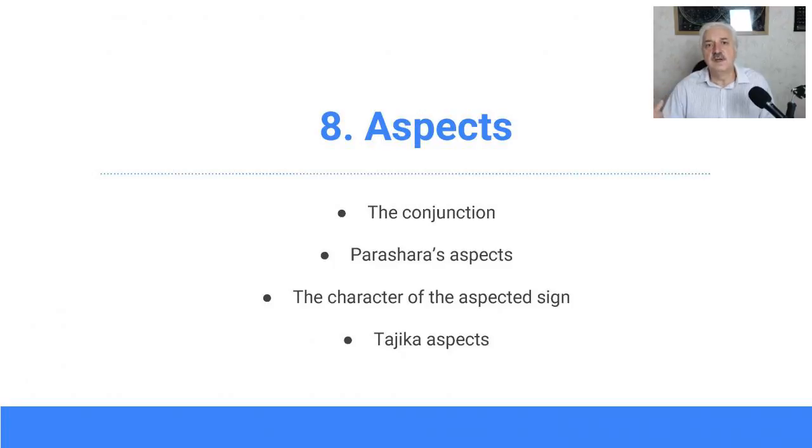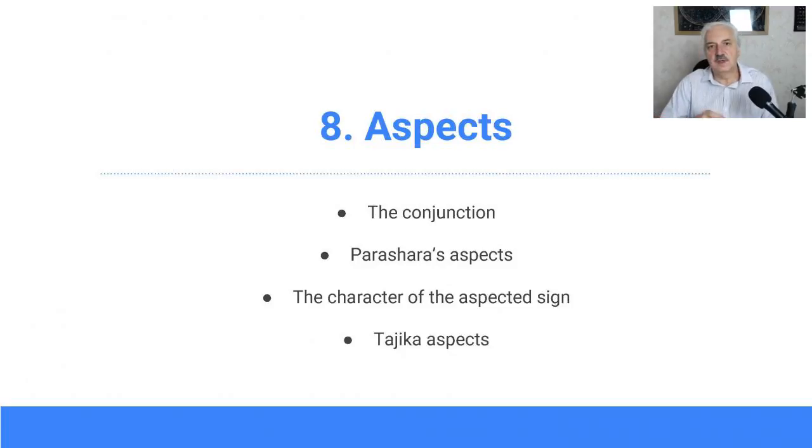The word Tajika is very interesting because there is a country right to the north of India which is called Tajikistan, and people who live there are called Tajiks. And I think Tajika comes because Arabs came from the north, and Indians knew that Tajiks live there, and Arabs might look like Tajiks, so maybe that's where this term Tajika aspects came from. And this is the third mainstream variety of Vedic astrology.